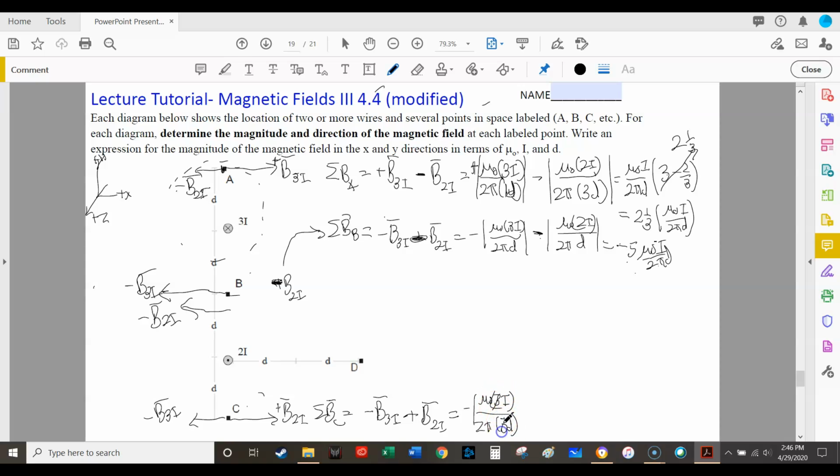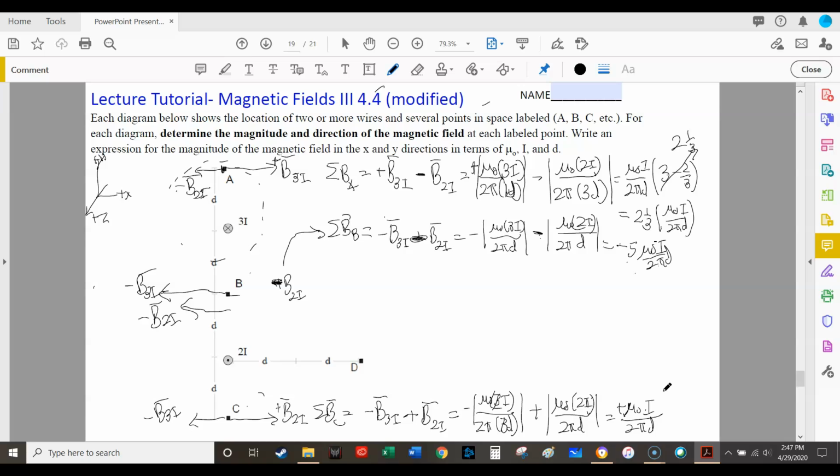So these two are probably going to cancel each other out. The 2i's magnetic field is going to be mu naught, and it's going to be 2i, and that's only 1 d away, over 2 pi d. So those 3 i's cancel out, so this is going to work out to be, so you got 2 minus 1, so this is going to be positive mu naught I over 2 pi d, and it's in the positive x direction.